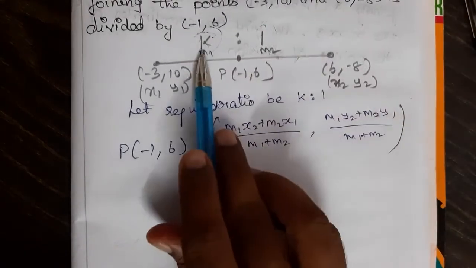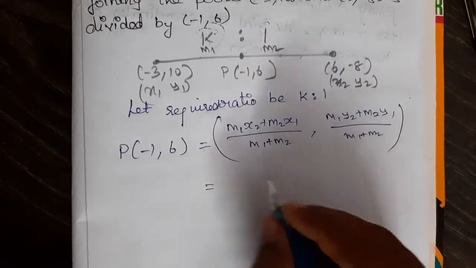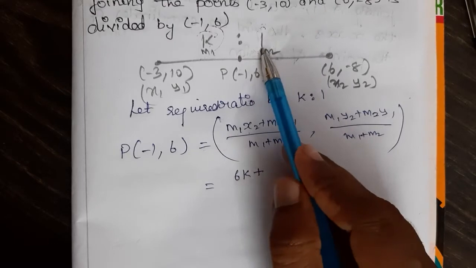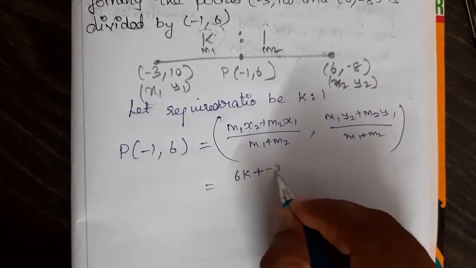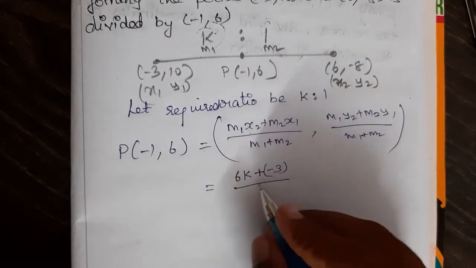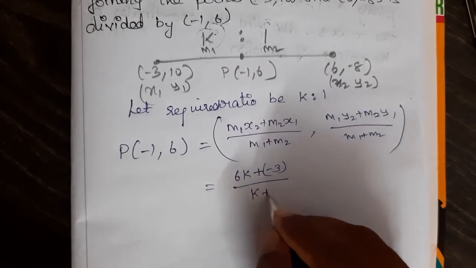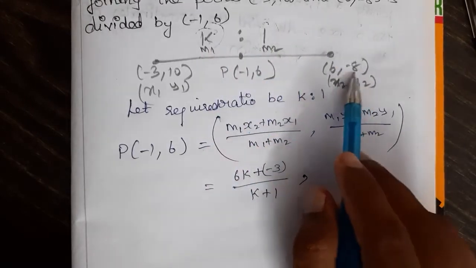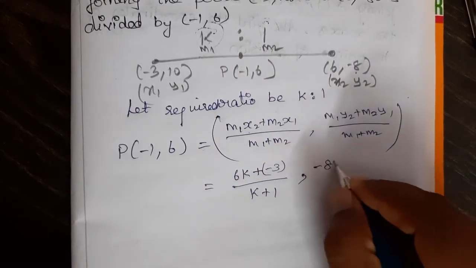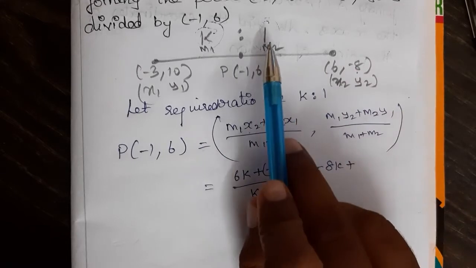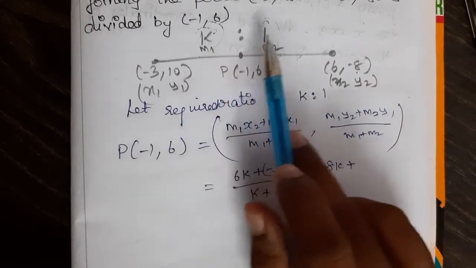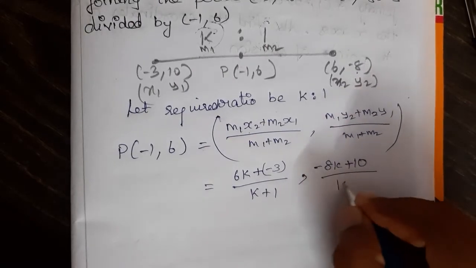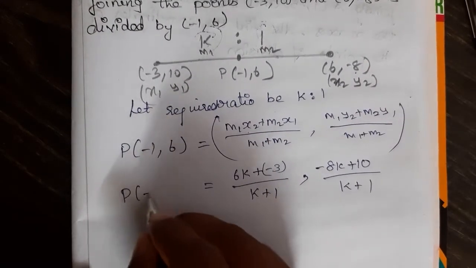So m1 is k into 6 is 6k plus 1 into x1 is minus 3, divided by k plus 1, comma, m1 here is k into y2 is minus 8, so minus 8k plus m2 is 1 into 10 is 10, divided by k plus 1. So here is P of minus 1 comma 6.